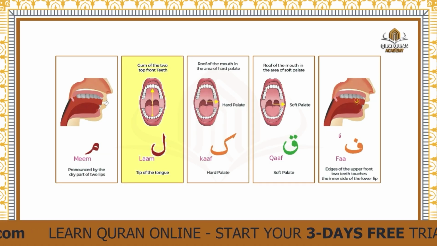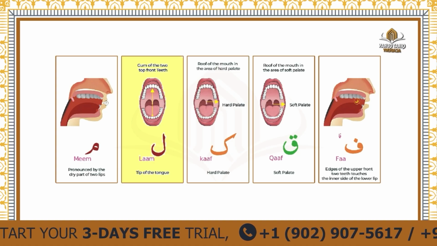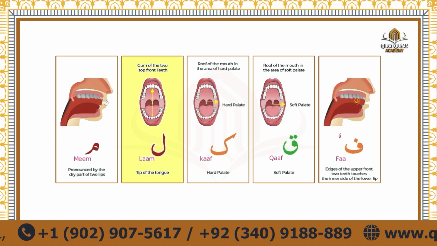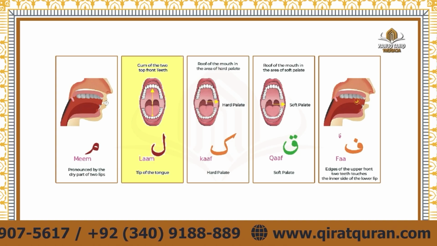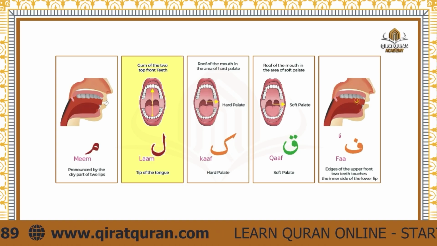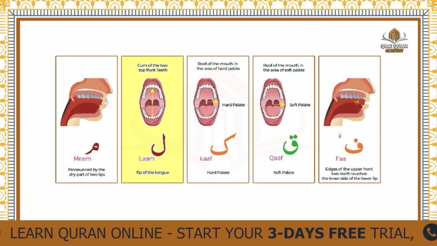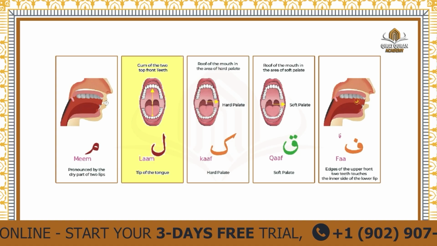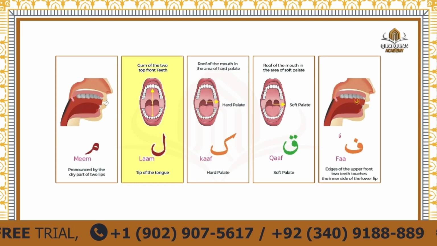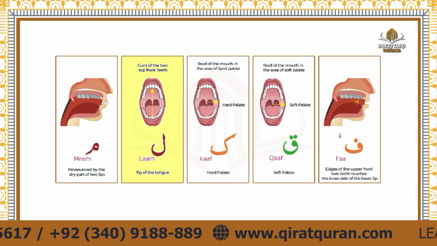The origin of this letter Lam is the tip of the tongue, and it will connect to the gum of the two top front teeth. This is the tip of the tongue, the very last part of the tongue, and it will connect to the gum of the two top front teeth here. So that's how you have to pronounce lam. So the tip of the tongue will connect to the gum of the two top front teeth. This is the origin of letter lam.